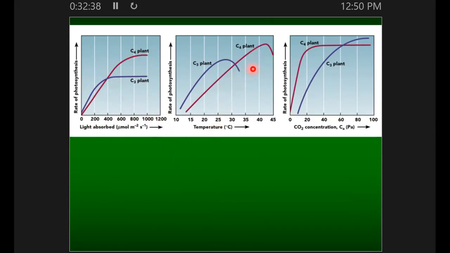Temperature, you're seeing here, at hot temperatures, C4 plants win. They're going to do better photosynthesis than a C3 plant. But here, this is interesting, the far right. Think about global warming. We have CO2 levels going up. That's what they're showing here, CO2 levels going up as you work your way to the right of the x-axis. You can see that C4 plants slow down, but C3 plants keep going up.